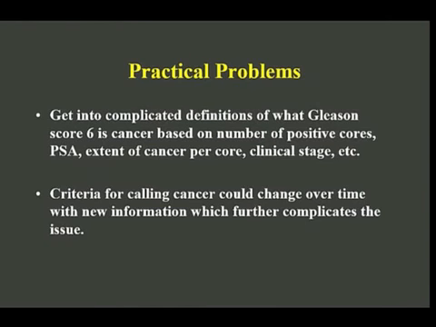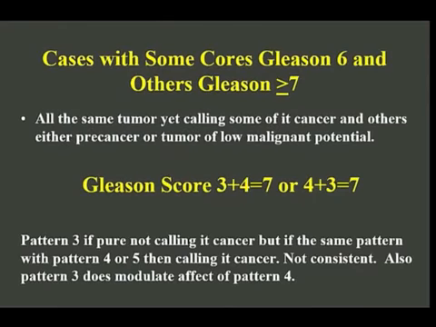Again, if you're going to call Gleason 6 something else, you would probably have to base it on the number of positive cores, the PSA, the extent of cancer, and clinical stage, if you truly wanted to call something a low malignant potential tumor. And again, those criteria could change over time, further complicating the issue.